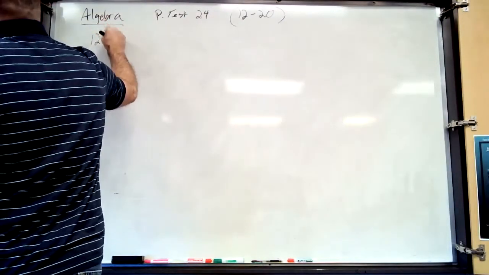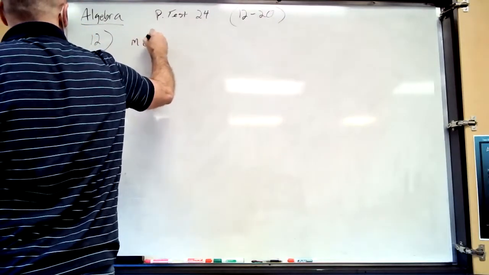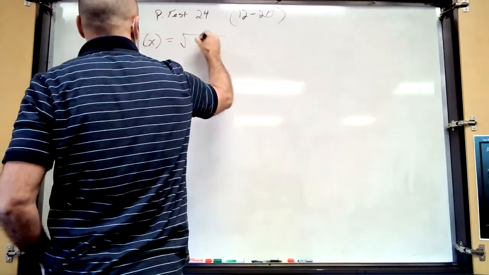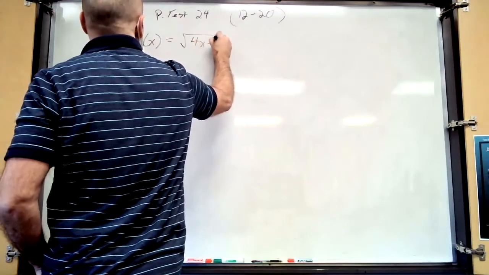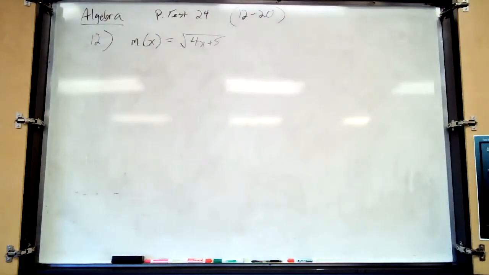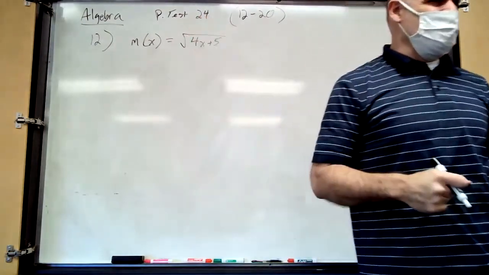Usually when it asks for the domain, it wants to know what's going to break this function. What's going to break this machine? What can't you put into this because it won't understand what to do with it? You guys remember what you can't put into a function like this? A negative number. So you don't want to end up with a negative number underneath the radical, okay? Now it's not quite that simple, because you have to figure out what x will make this whole thing negative, okay?